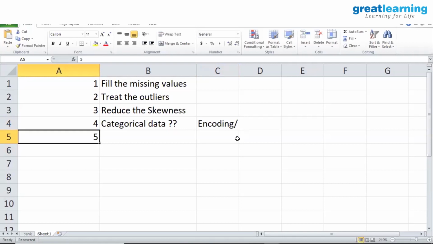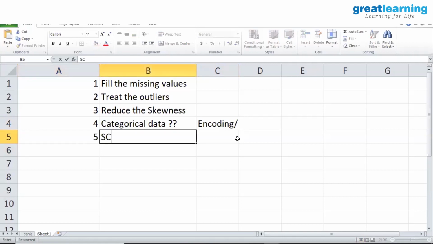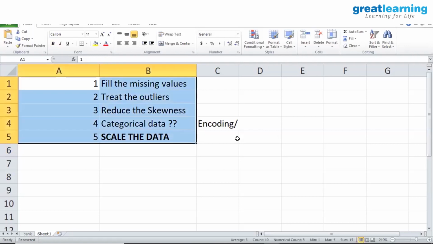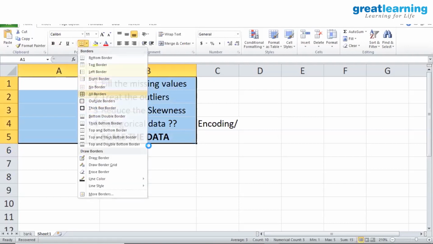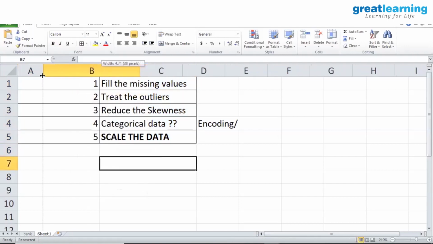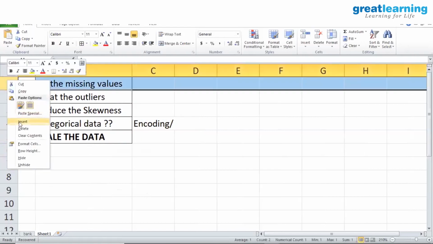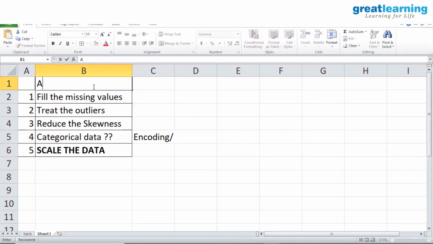Then the fifth most important thing: scale the data. Why should I have to do this scaling in the first place? If we don't do the scaling, one particular column having more value may affect the distance. Perfect.